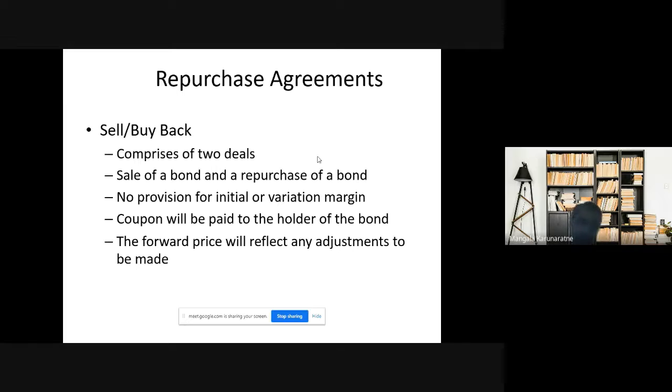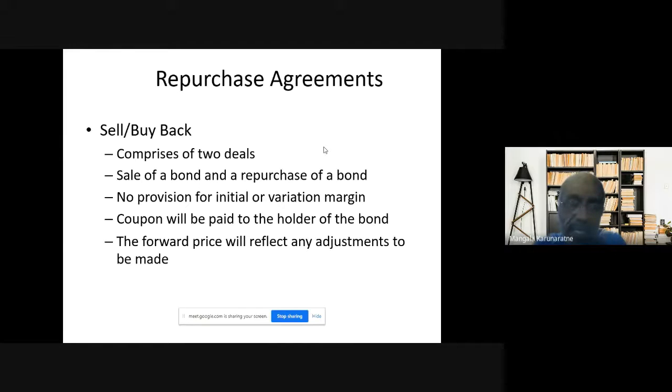So if we do a sell and buyback, we do it for the exact YTM that we want, because there is no provision for initial and variation margins. So the coupon will be paid to the holder of the bond. That is another difference between sell and buyback and classic repos.